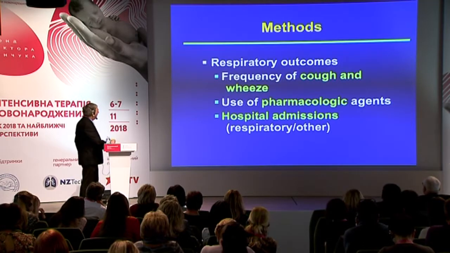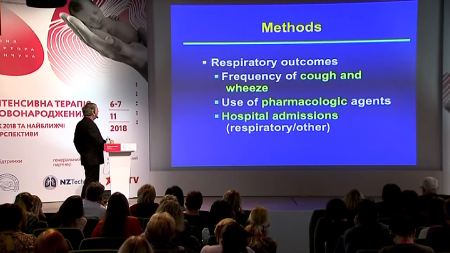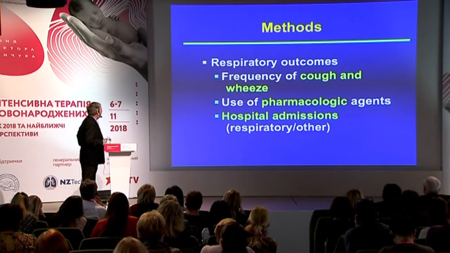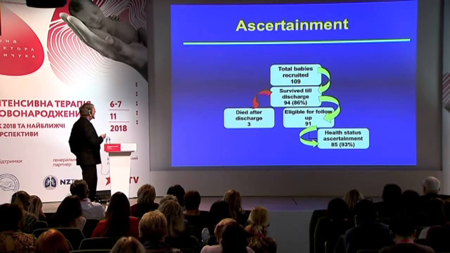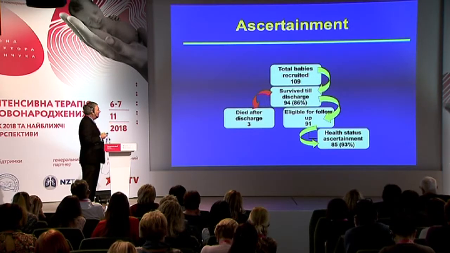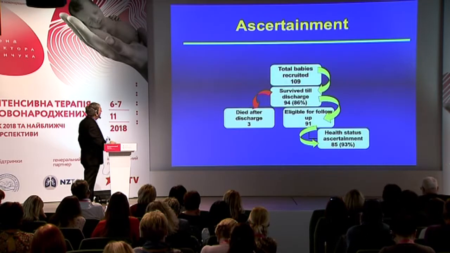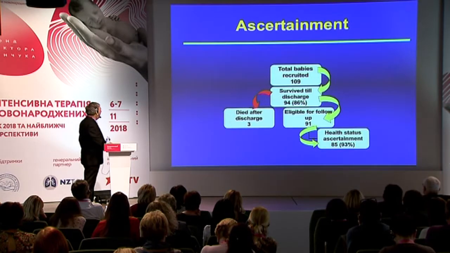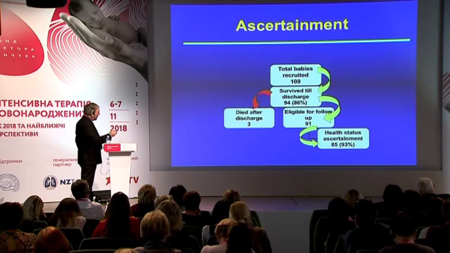The main respiratory outcomes that we were interested in were, number 1, the frequency of reported coughing and wheezing, number 2, the use of pharmacologic agents to treat that, and number 3, hospital admissions, whether they were respiratory or other. Now, all the credit for this slide goes to my good friend Win Tin, who is an absolute expert at follow-up ascertainment. You can see here that of the total 109 babies recruited in this trial, 94 survived until discharge, 3 died after discharge, leaving 91 patients eligible for follow-up, and they managed to track down 93% of those babies. And that's a real credit to them.